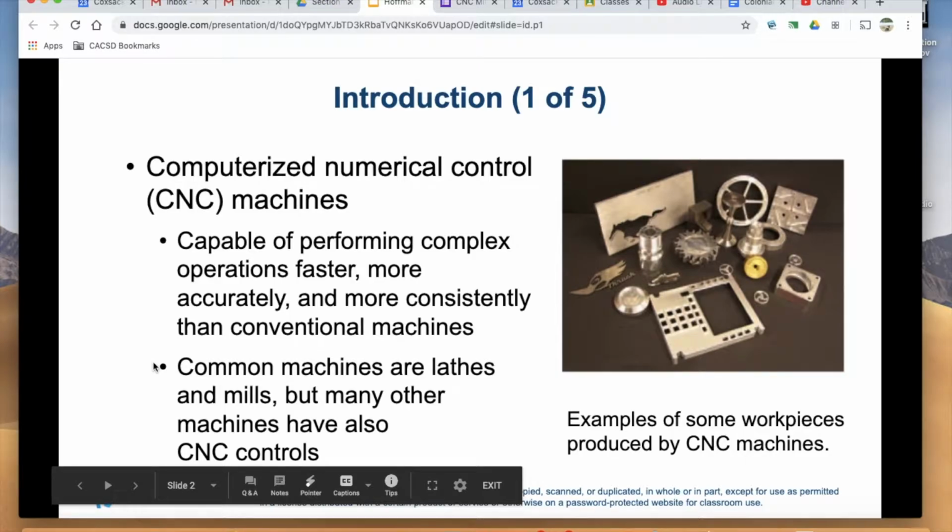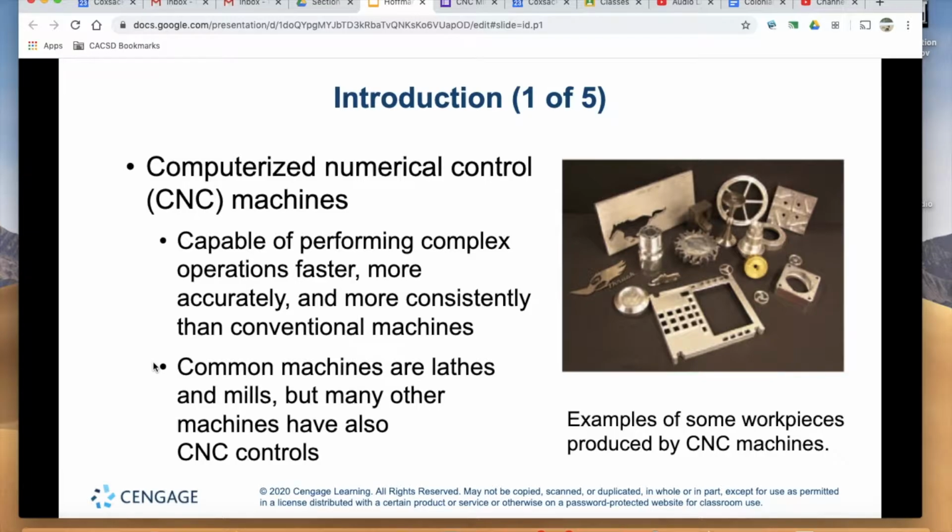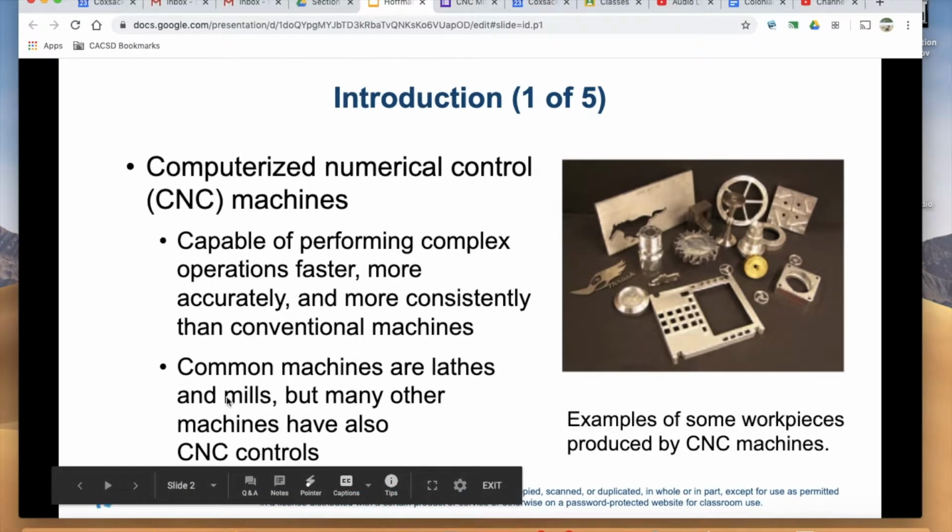Okay, so a CNC machine is a computer numerical control machine. It's capable of performing complex operations faster, more accurately and more consistently than conventional manually operated machines. Common machines are lathes and mills, but other machines exist as well, such as CNC water jet cutters, CNC lasers, as well as CNC surface grinders. But for our purposes, we'll be focusing mainly on lathes and mills.